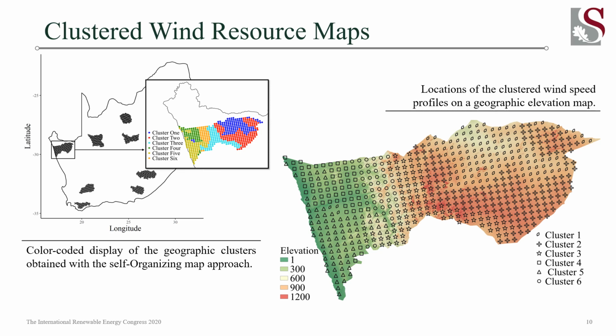In the second figure, we see the locations of the clustered wind speed profiles on an elevation map. Now these clusters exhibit a high degree of correlation with the topographical features, where we see that in cluster 2, for example, a high degree of correlation with the elevation patterns of an inland and mountainous area is seen. We also see that in clusters 4 and 5, there is good correlation with low elevation within the coastal plain. Now overall, we see that there is a high degree of correlation between these individual clusters, as well as the associated geographical areas and the topographical features.